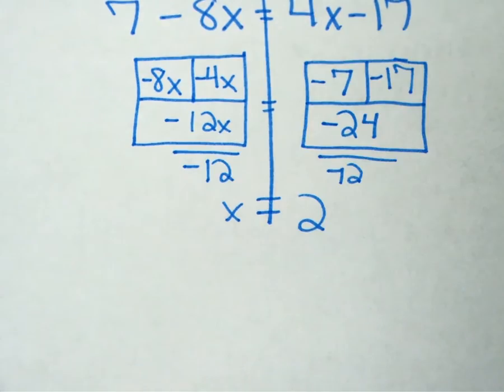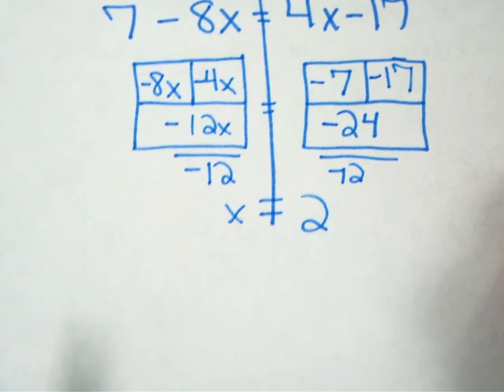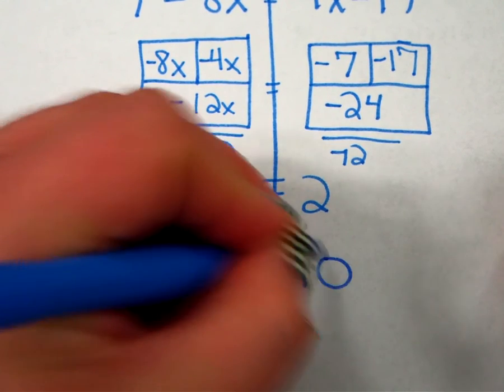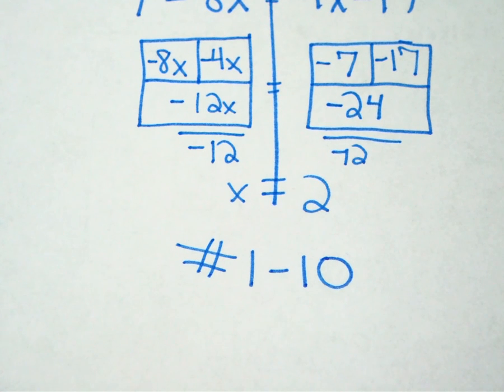You're now going to do classwork problems number 1 through 10. I need to see work for either the traditional method, the first method we used, or for the box method, which is the second method.